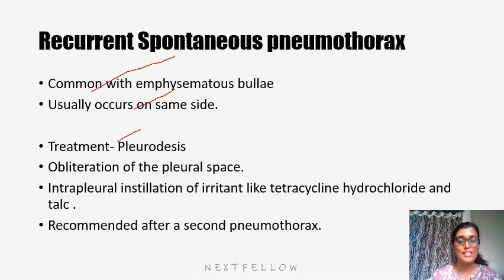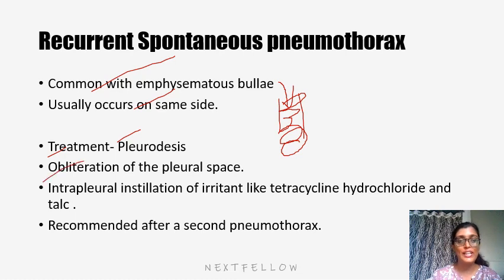So treatment is pleurodesis. Now, pleurodesis means what? This is the visceral and parietal pleura. In this pleura, I'll put a substance which will act as a chemical irritant, cause an inflammatory reaction, and ultimately lead to fibrosis and adhesion of the parietal and visceral pleura. So there will be no space left for air to accumulate. So there is obliteration of the pleural space.